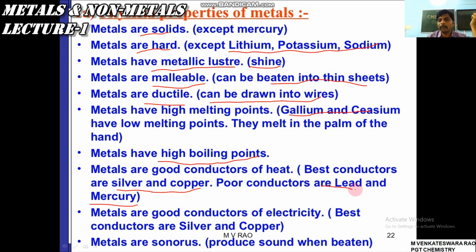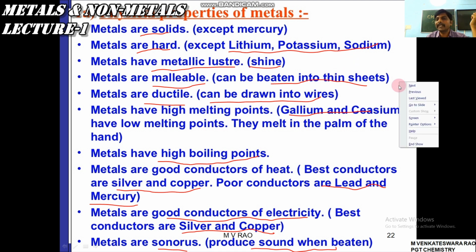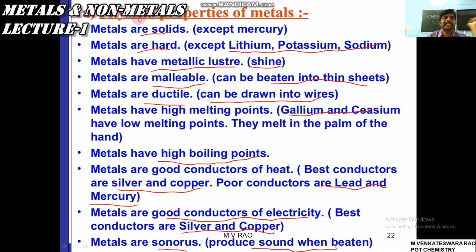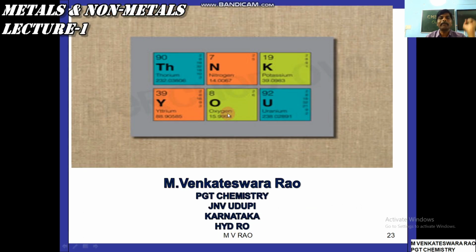Which metals are poor conductors? Lead and mercury. Metals are good conductors of electricity. The best conductors of electricity are silver and copper. Metals are sonorous, that means they produce sound when they are beaten. So this page is very important. You have to remember it from the examination point of view. This is about the physical properties of metals.